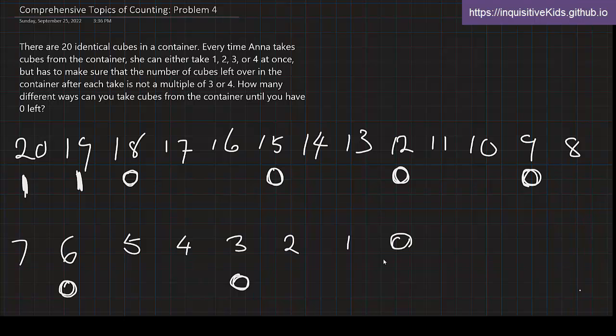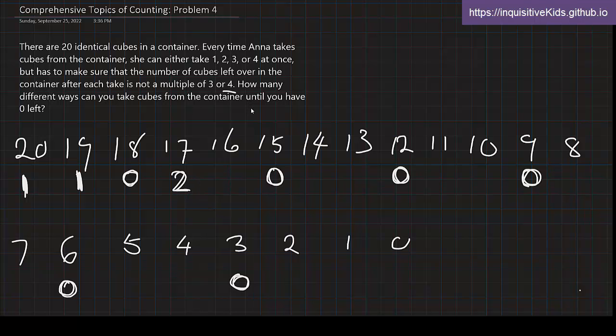Now, 17. 0 is our goal; we're trying to get 0 left. 17 is possible in two ways. If you have 20 left over, you can take 3 away and get 17. That's one way. You can also end up with 19 and then take 2 more. So there are 2 ways to get to 17.